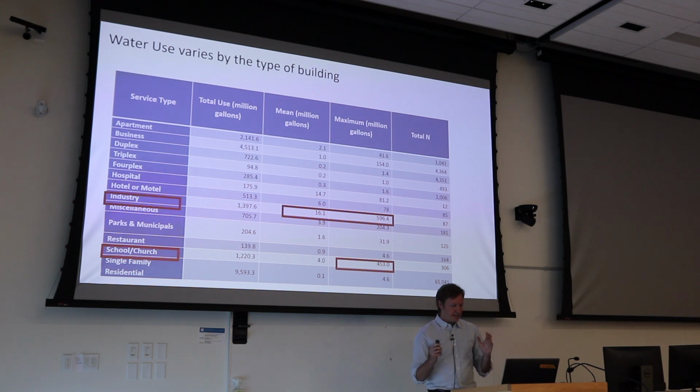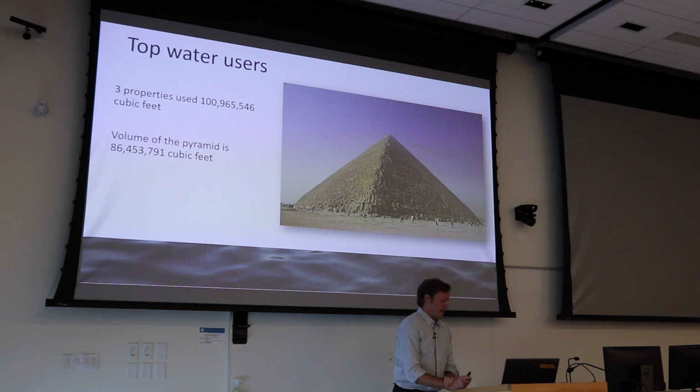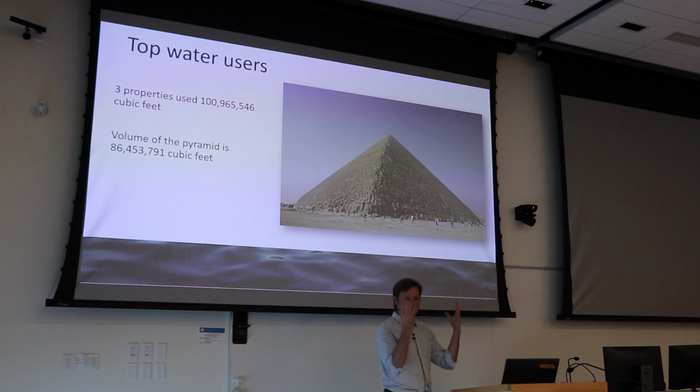So to try to get a sense of this scale, I took the 3 top water-consuming properties and calculated the volume of water that was consumed, and it came to about 100 million cubic feet of water. And then to try to visualize that, I tried to think, what's a comparable volume? And I figured out that the volume of the pyramid at Giza, if it was hollow, is less. You could fill the pyramid at Giza with water using just 3 buildings in Salt Lake City over 1 year, and then enough to turn it into a fountain.